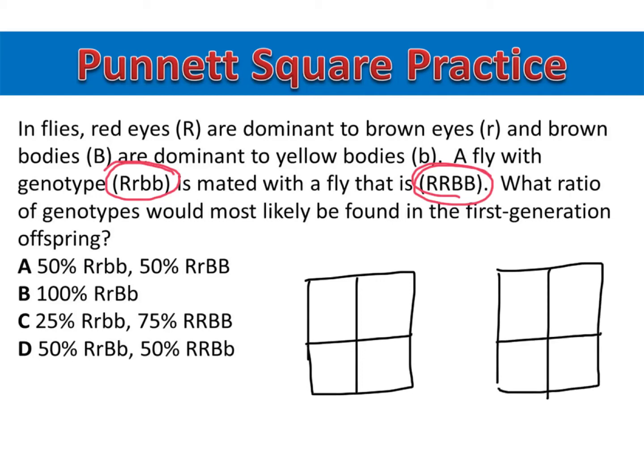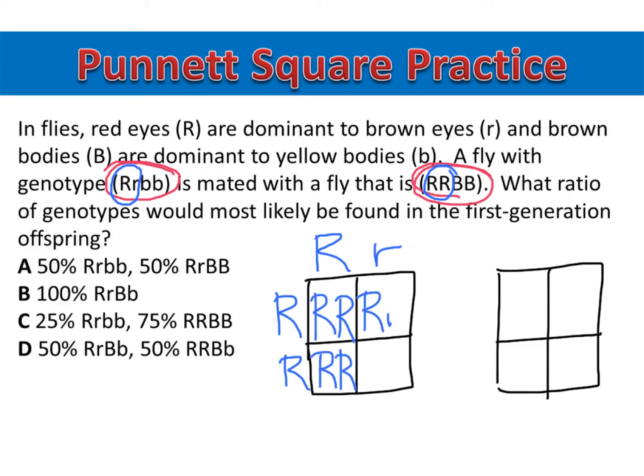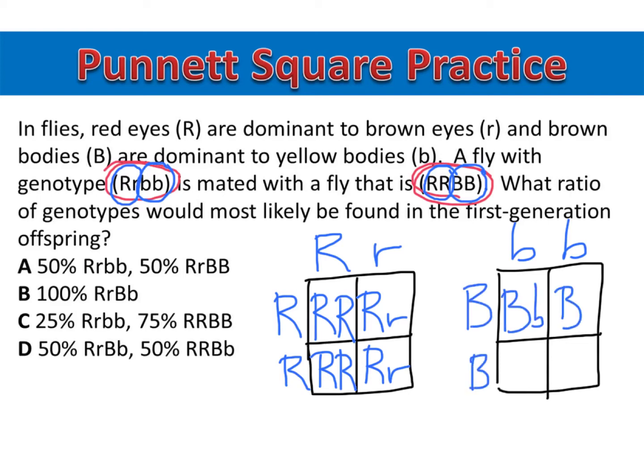My first Punnett square is going to be about eye color, and so I've got a heterozygote and a homozygous dominant. So I can fill that in. And my second Punnett square is going to be about body color, and so I've got homozygous recessive and homozygous dominant. And I can fill that in.